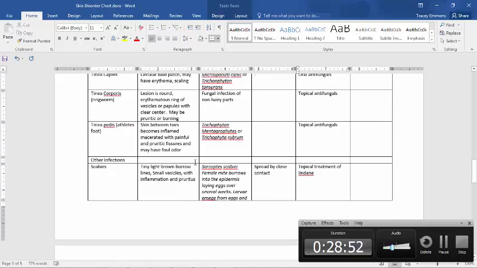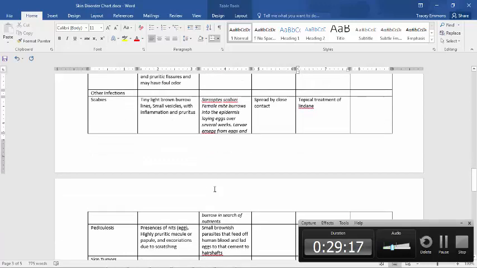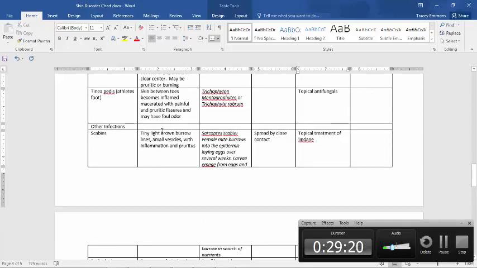They're small Sarcoptes scabiei, and these are little mites that burrow through the epidermis and lay eggs over several weeks. They make these burrows, tiny little brown burrow lines, and they have small vesicles, and then the eggs and larvae emerge from them, and they burrow for nutrients. It can cause inflammation and pruritus, itchiness, and when they scratch, it can cause infection.